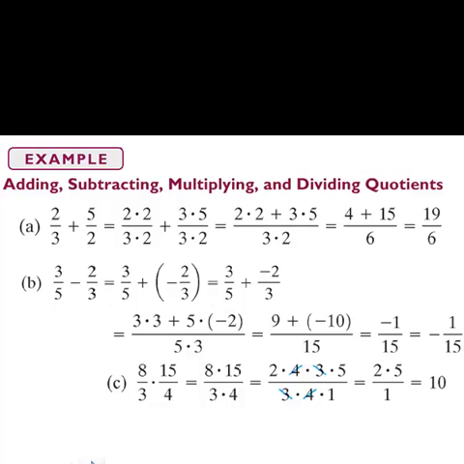Okay, so suppose that you got 3/5 divided by 7/9, that would be 3/5 times 9/7. Combine numerator, combine denominator, you get 27 over 35.